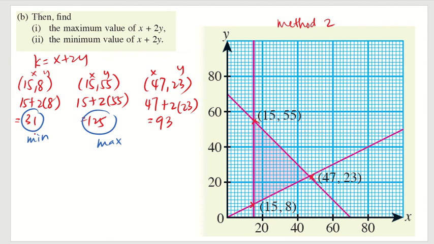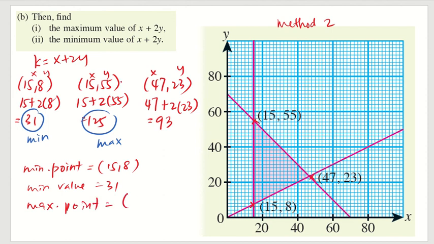No lah, the easier way. Okay, so from here you know the minimum point. We just do it conversely, buat terbalik punya lah. So the minimum point is 15, x. So the minimum value is equal to 31 lah. Another one, you write the maximum point equal to this one, maximum lah, 15, 55. Then the maximum value equal to 125. Okay, like this. This one easier lah.